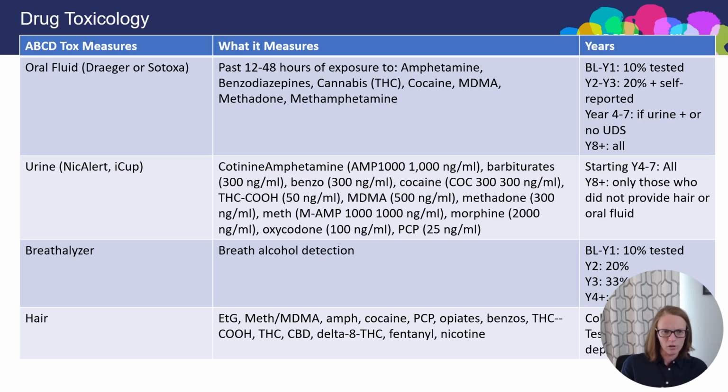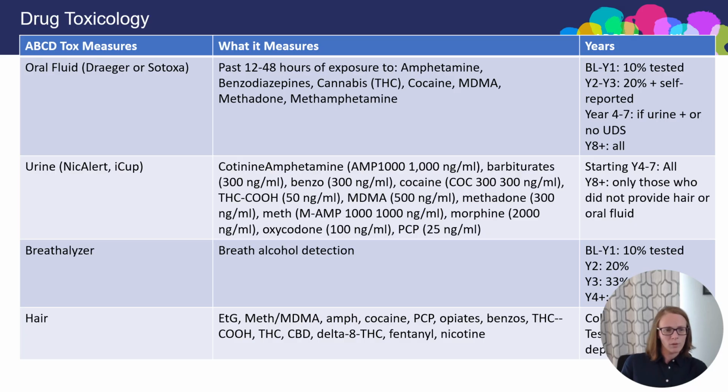But going in order from this table, the first thing that we test, the most acute substance exposure, is tested through oral fluid. This was given either in earlier ABCD years on a Draeger device, a Draeger 5000, or in the later ABCD years we used Sotoxa. This gives us roughly 12 to 48 hours of exposure to a full panel of different drugs, including amphetamines, benzodiazepines, cannabis, and primarily and specifically THC, not carboxy-THC, the primary metabolite of THC. We test for cocaine, MDMA, methadone, and methamphetamine. And you can see in the far right column how many are tested each year.